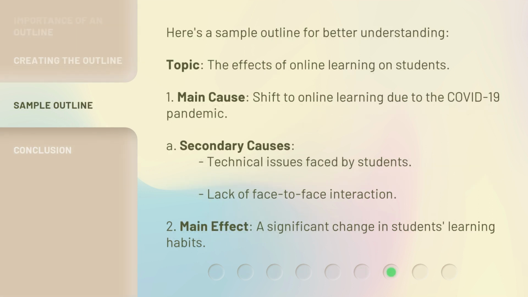Here's a sample outline for better understanding. Topic: the effects of online learning on students. 1. Main cause: shift to online learning due to the COVID-19 pandemic. A. Secondary causes: technical issues faced by students. Lack of face-to-face interaction. 2. Main effect: a significant change in students' learning habits.